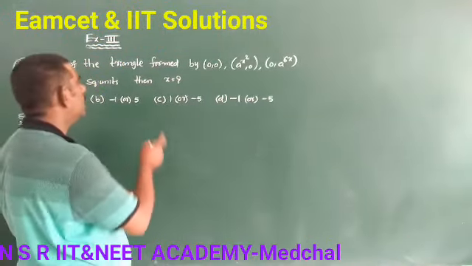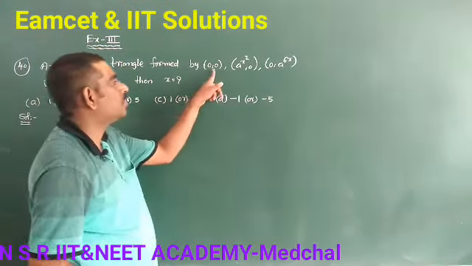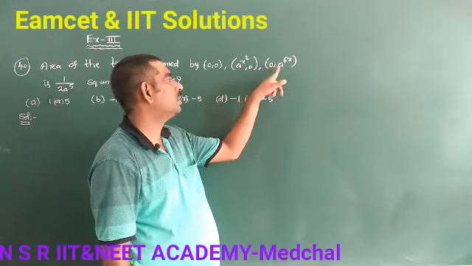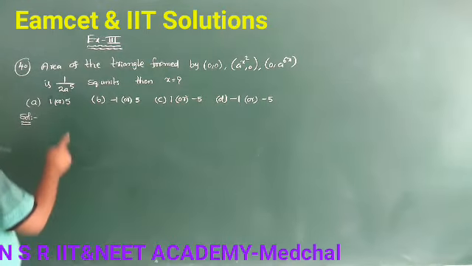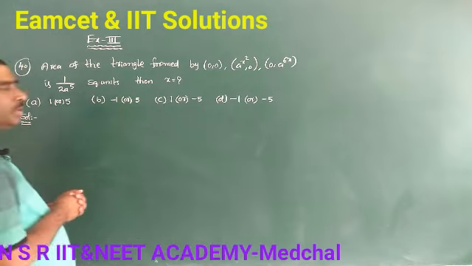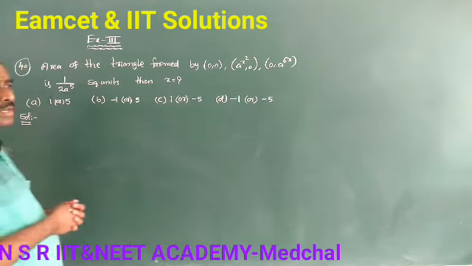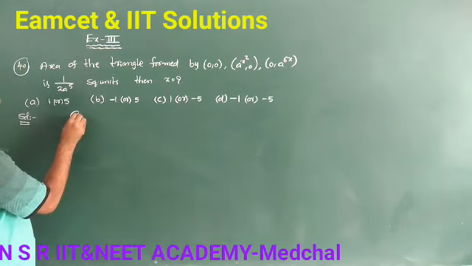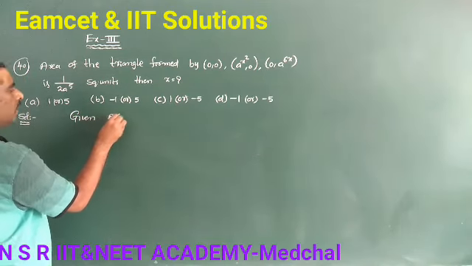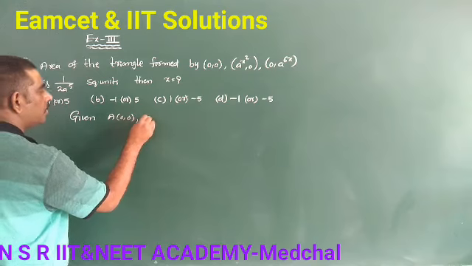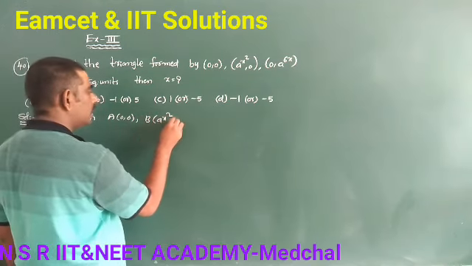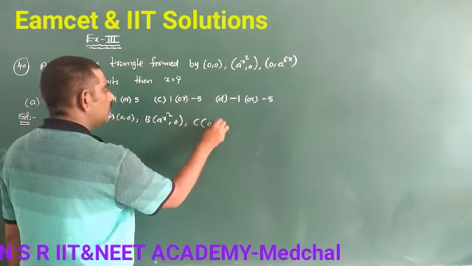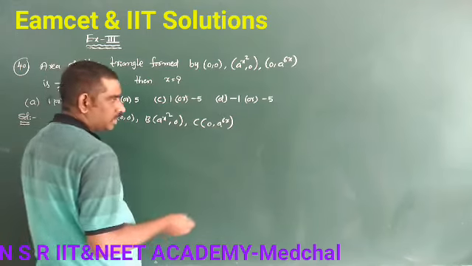Next question. The area of the triangle formed by (0, 0), (a to the power x square, 0), (0, a to the power 6x) is equal to 1 by 2 into a to the power 5 square units. Then find the value of x. Given points of a triangle: A is (0, 0), B is (a^(x square), 0), C is (0, a^(6x)).